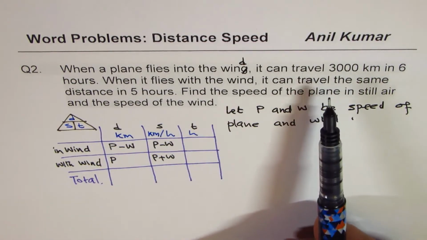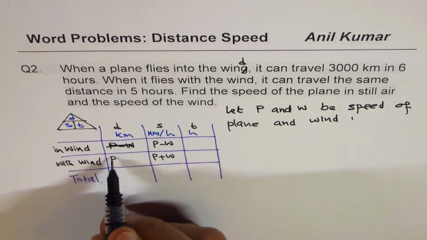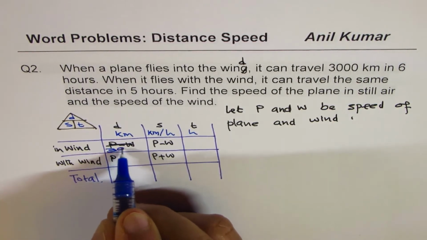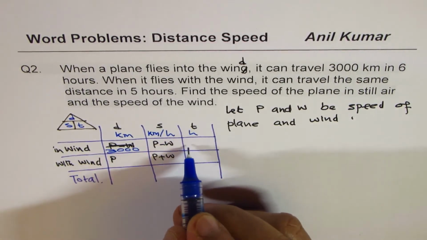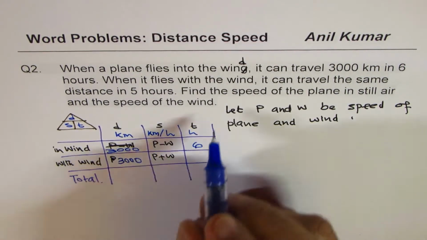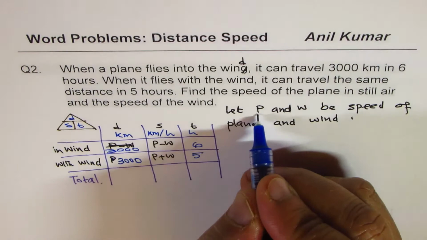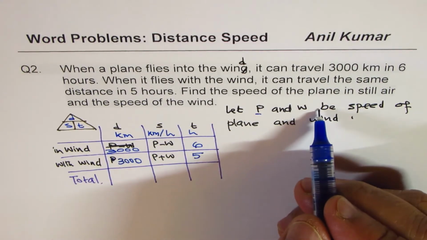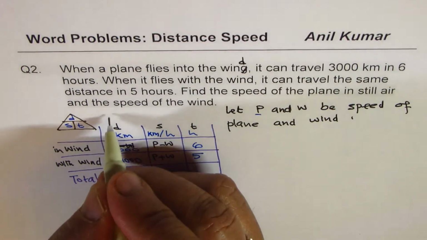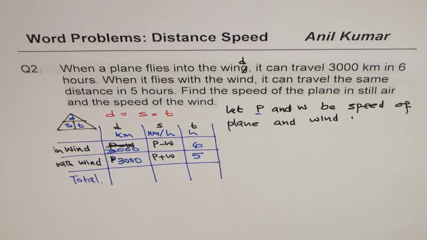So it says 3000 kilometers in 6 hours. So we are given a distance of 3000 kilometers and time is 6 hours. For the second condition, it is 3000 kilometers and the time is 5 hours. This is what we are given. We have to find these two speeds, plane and wind in still air, right? Now we are going to apply the formula distance is speed times time. Perfect. So we get two equations.